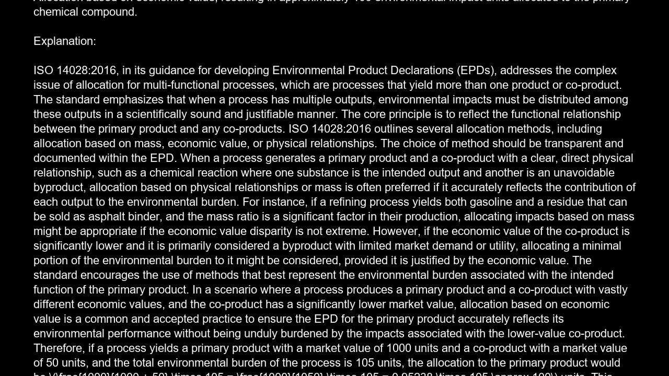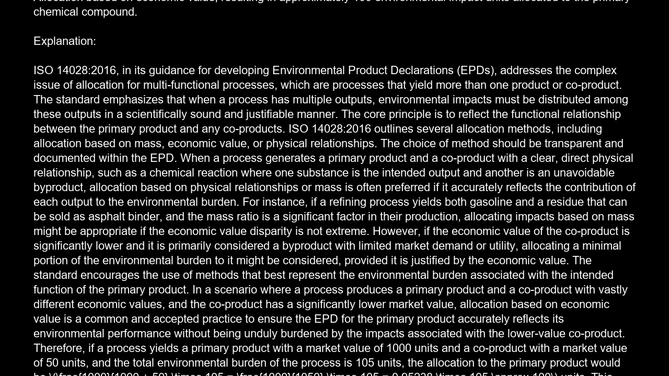The core principle is to reflect the functional relationship between the primary product and any co-products. ISO 14028-2016 outlines several allocation methods, including allocation based on mass, economic value, or physical relationships. The choice of method should be transparent and documented within the EPD. When a process generates a primary product and a co-product with a clear, direct physical relationship, such as a chemical reaction where one substance is the intended output and another is an unavoidable byproduct, allocation based on physical relationships or mass is often preferred if it accurately reflects the contribution of each output to the environmental burden.